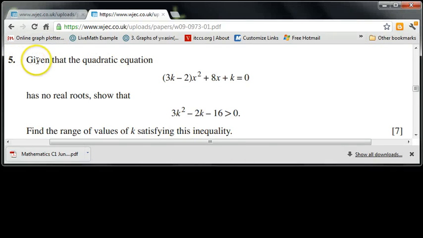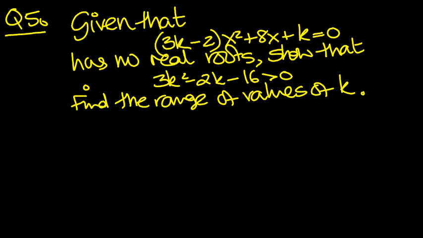Right, let's have a go at 5. It says, given that the quadratic equation (3k minus 2)x squared plus 8x plus k equals 0 has no real roots, show that this inequality holds: 3k squared minus 2k minus 16 is greater than 0, and find the range of values of k satisfying this inequality. So I've written down the question then.